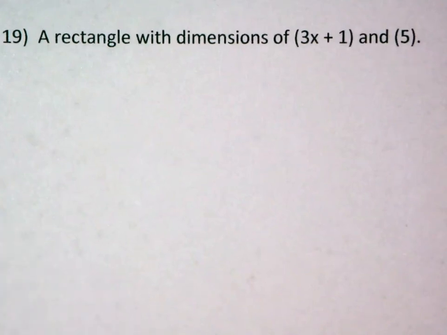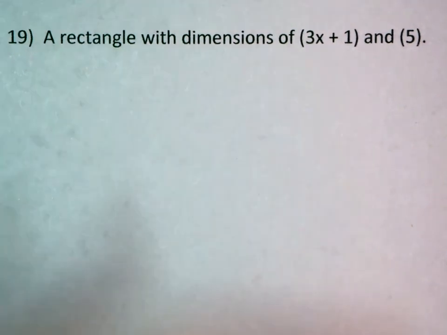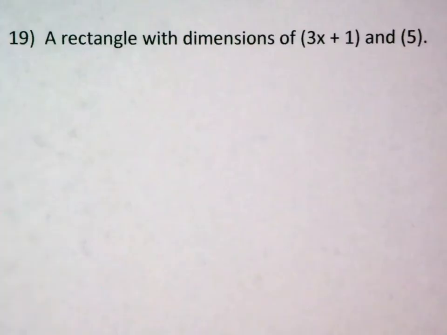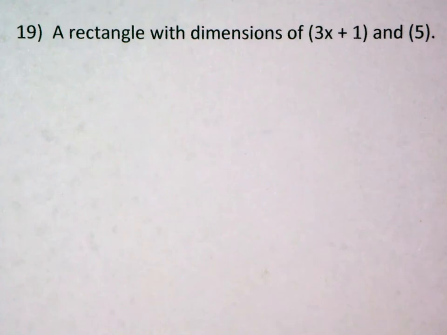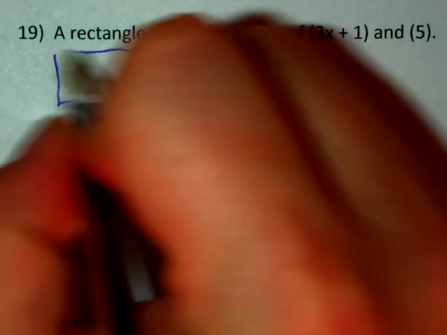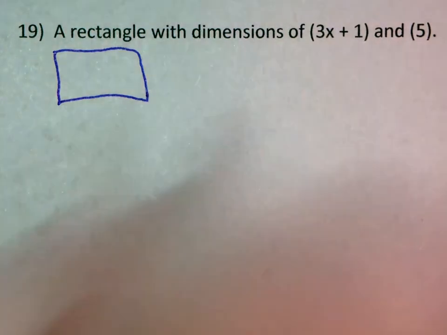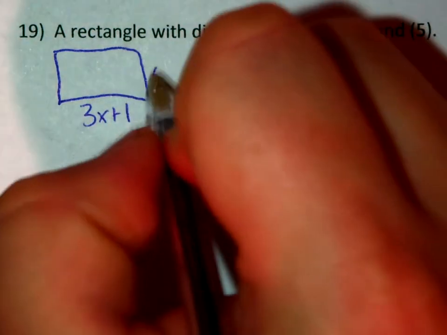Number 19 says to find the area and perimeter of each shape. I'm going to start with finding the perimeter. But there's no shape given. It just says a rectangle with dimensions of 3x plus 1. So in order to make sure that I don't make any silly mistakes, I'm going to go ahead and give myself a rectangle. 3x plus 1 and 5.